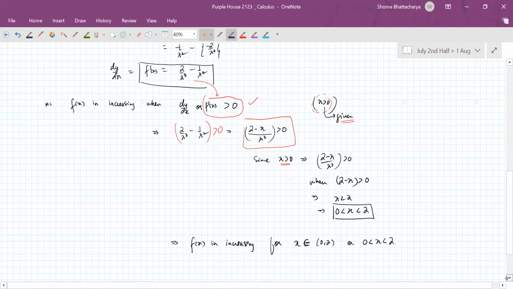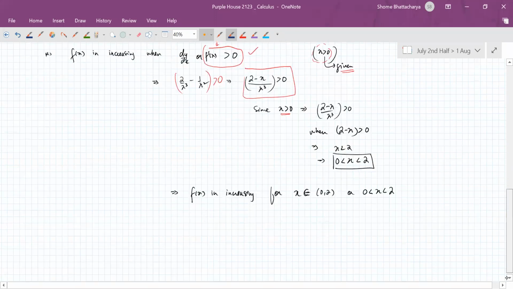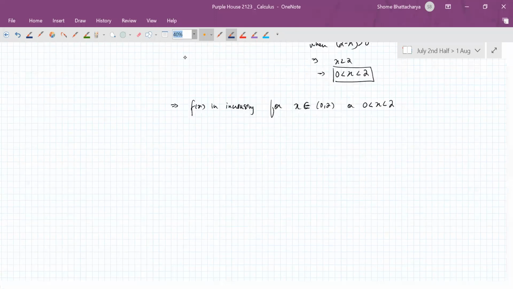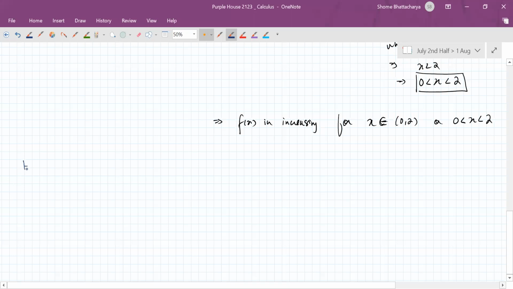Okay. Now B part, we have to just repeat the exercise, but with the reversed inequality, because in the B part we want to find the interval in which the function f(x) is decreasing. What should happen? Its derivative f'(x) should become less than 0.